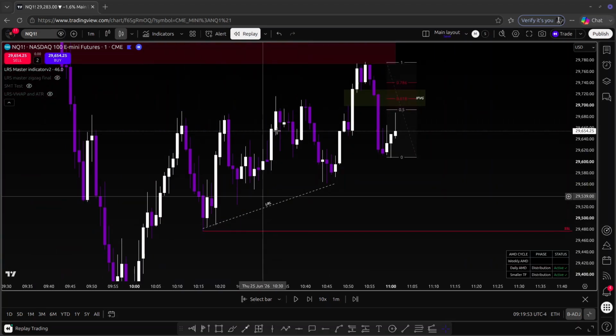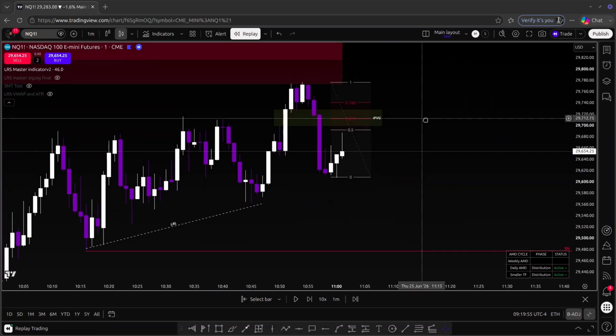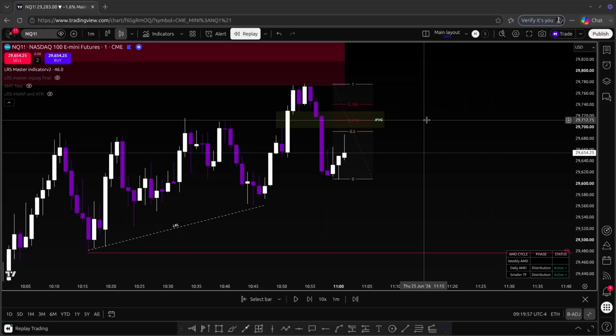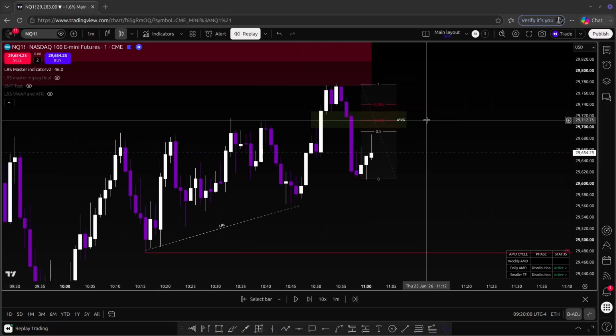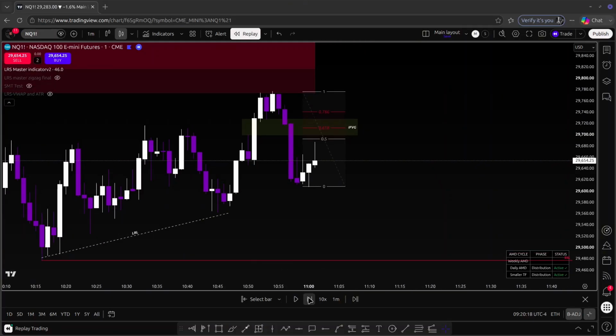We already know accumulation, manipulation, distribution. Now we just need the mechanicals to validate that narrative, and obviously price action to also validate our idea. What do I always tell you? Price action is going to validate your idea. If price action does not validate it, then you're wrong, okay? So I was patient at this time.